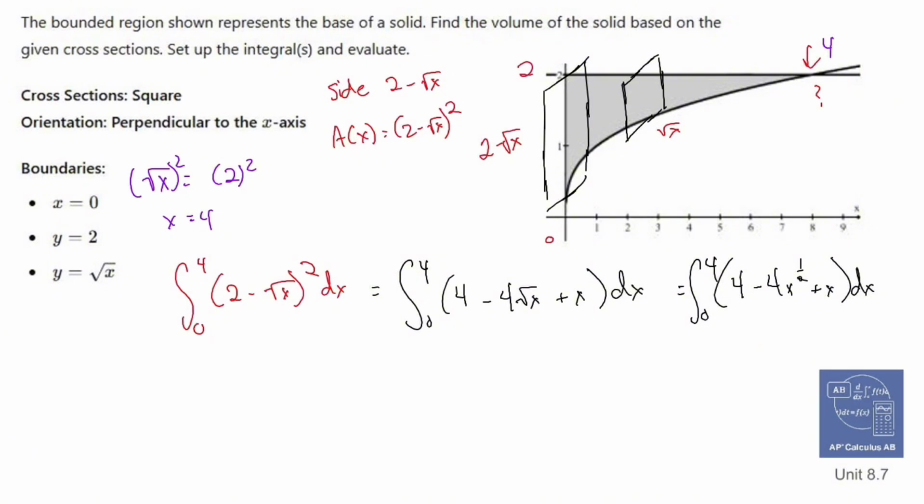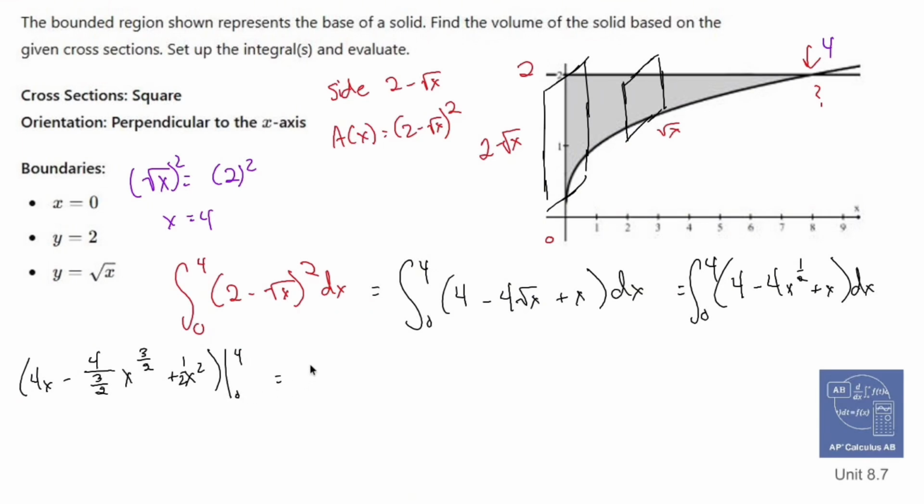All right, so breathe in, breathe out. We have the integral of 4, which is 4x. We have the integral of this guy, which is going to be 4 over 3/2 x to the 3/2, plus x squared. Nope, 1/2 x squared, with limits at 0 and 4.